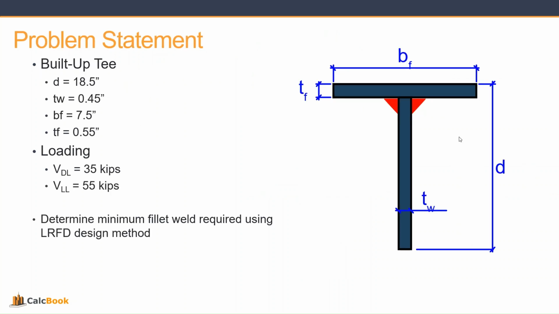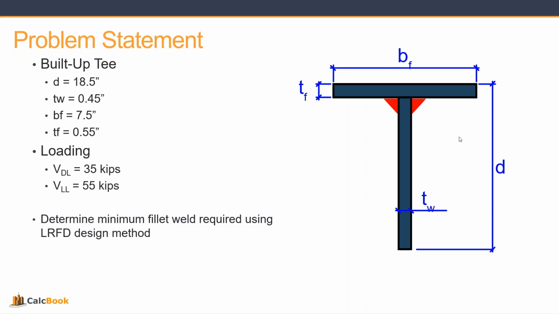So let's take a look at our problem statement. We have a built-up T-section, an overall depth of 18.5 inches, a web thickness of 0.45 inches, a flange width of 7.5 inches, and a flange thickness of 0.55 inches.